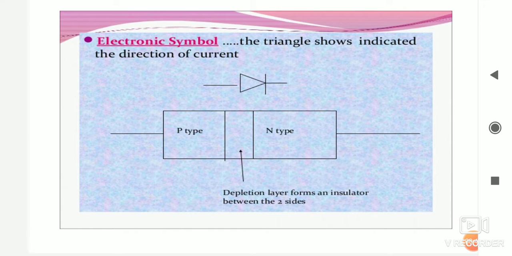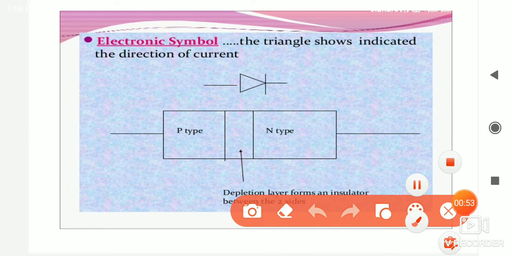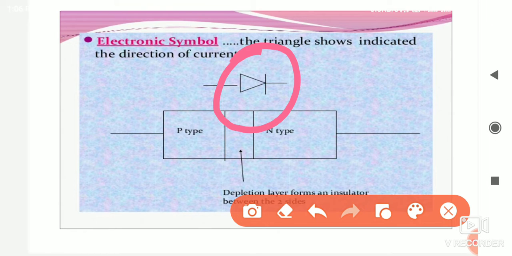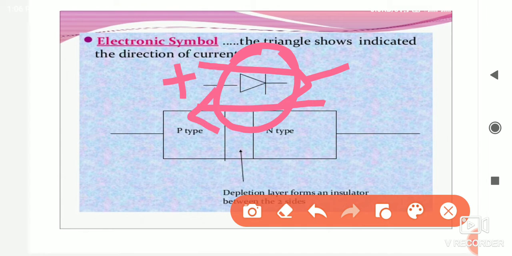Here is the electronic symbol of a PN junction diode. The triangle represents the flow of current, and the line represents that current flows in only one direction. In the other direction there is no current flow. If this side is positive and this side is negative, this is the forward bias, which we will discuss later. In only this direction current will flow, but in this direction there is no current.